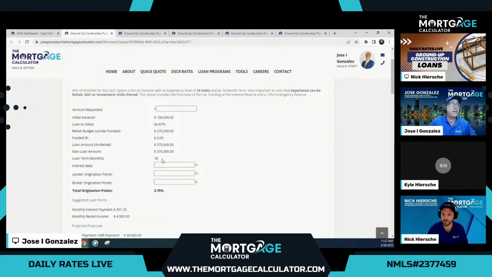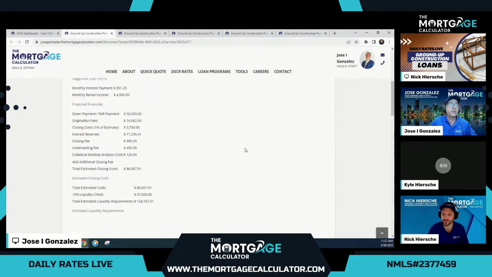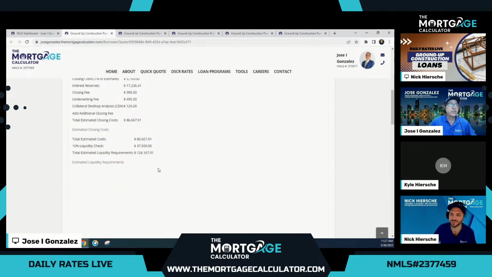Again, we're on our 18-month loan term, and the loan amount is reduced here a little bit to $375,000. So again, we're getting good monies here. Total liquidity requirement $124,000, and remember that includes $37,500 in a contingency reserve, which if it's not used, gets returned to the borrower, and they'd be in the deal for like $90,000, which would include purchasing of the lot and their portion of the contribution to the deal, closing costs, and the funding of the interest reserve.